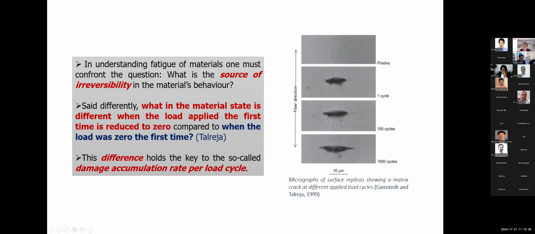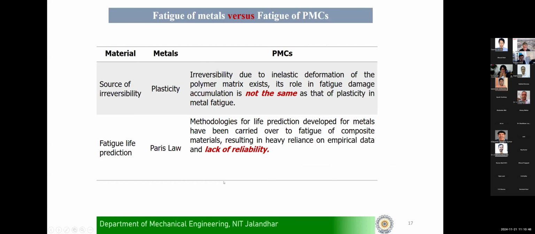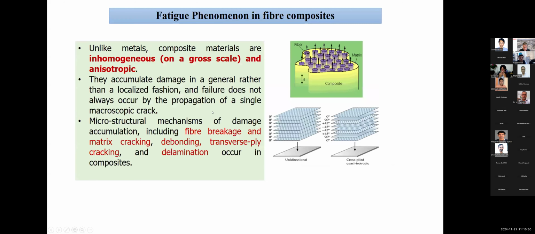And that is where, as I said, I like this particular line by Talreja, where he said that there is something different in the material when the load is reduced to zero after the first cycle, compared to when it was zero for the first time. So this behavior is what we call damage development or damage accumulation, which is responsible for fatigue failure. I'll skip this slide and go to the next.